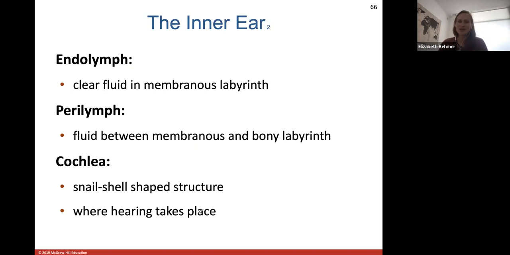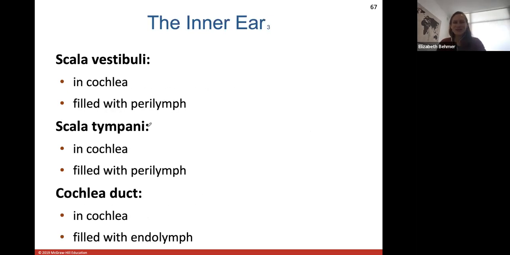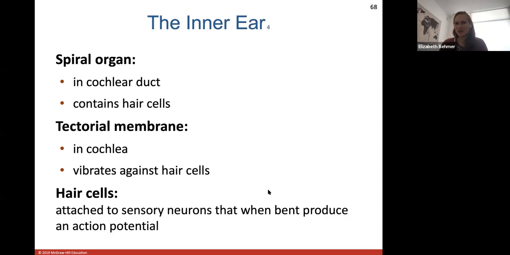membranous and bony labyrinth. Your cochlea is the specialized organ where hearing takes place, and it looks like a snail shell-shaped structure. And eventually we'll get to pictures here. The scala vestibuli is one of the chambers in the cochlea that's filled with perilymph, a type of fluid. The scala tympani is in the cochlea filled with perilymph. And the cochlear duct is also in the cochlea filled with endolymph, which are just different types of fluid.